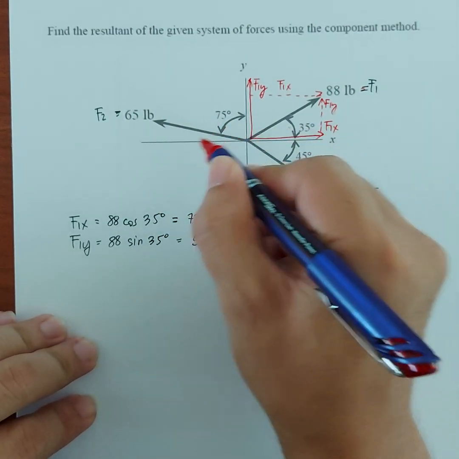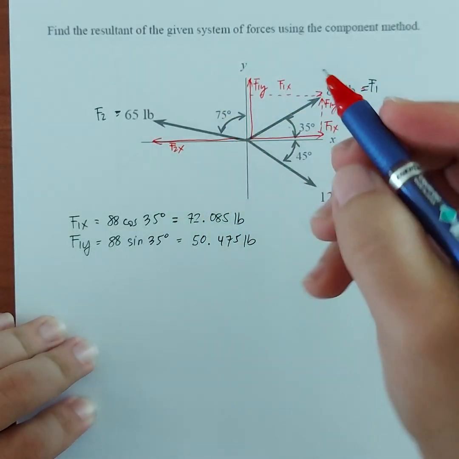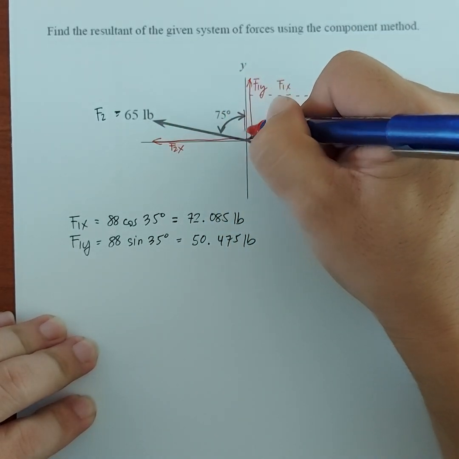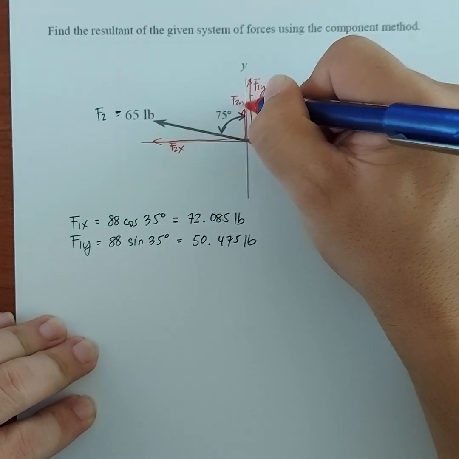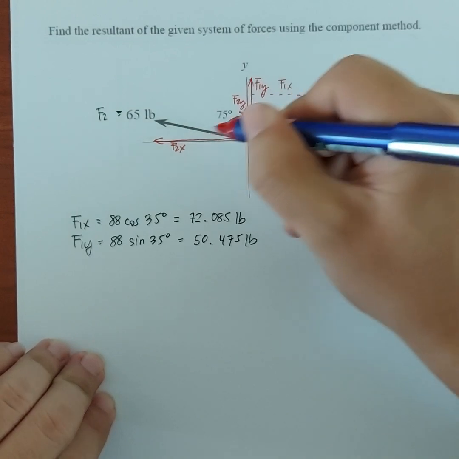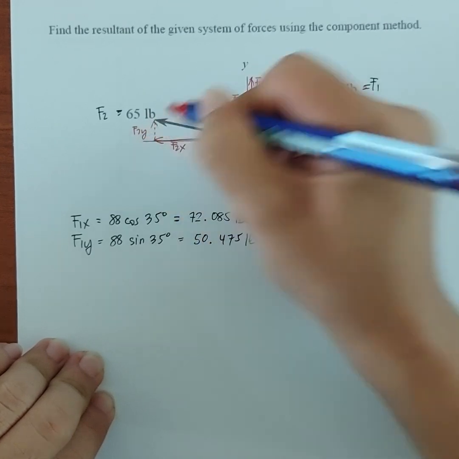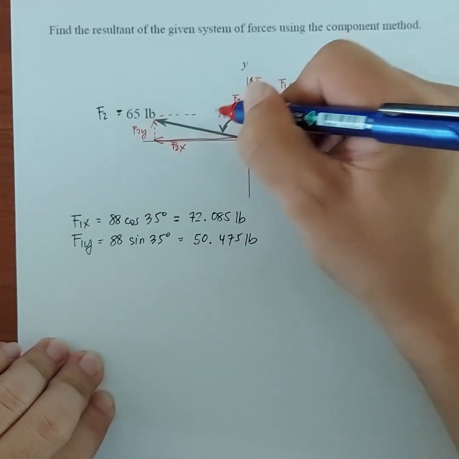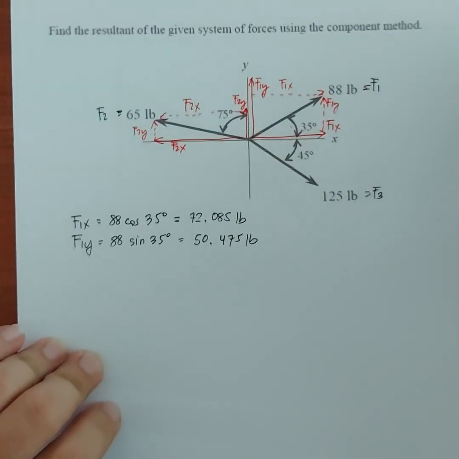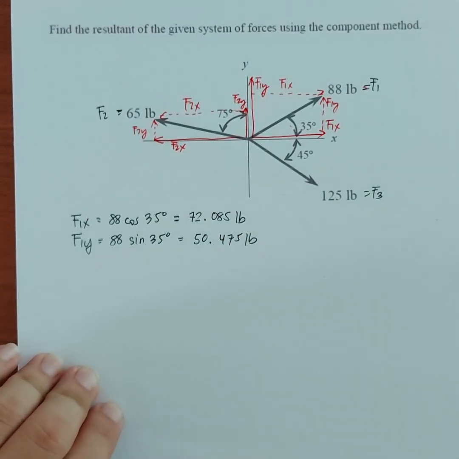Next, components of F2 along X and Y axis. So, yung X component natin, this is F2X. And this is F2Y. Okay. And if there is F2Y, this is also F2Y. And this is also F2X. Ayan. So, solve natin yung X and Y components of F2.